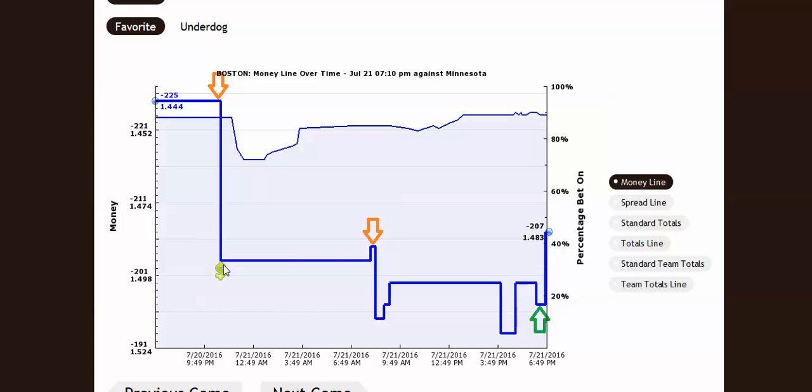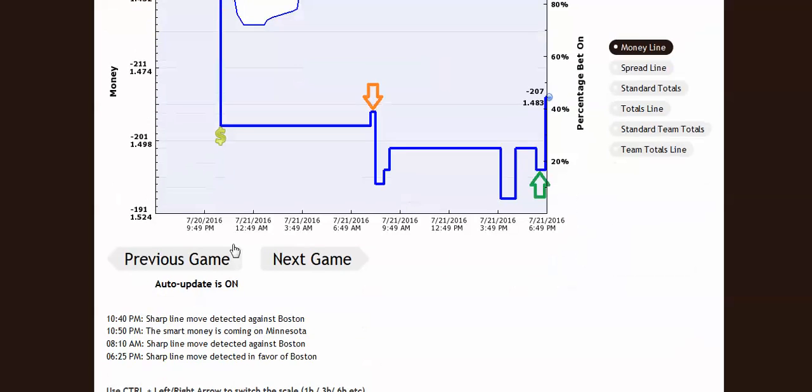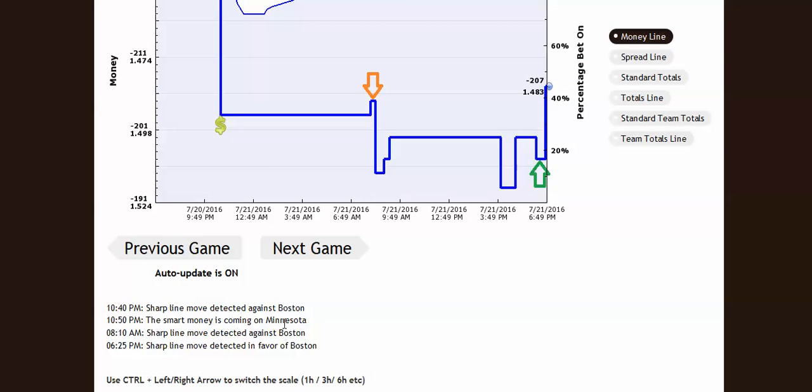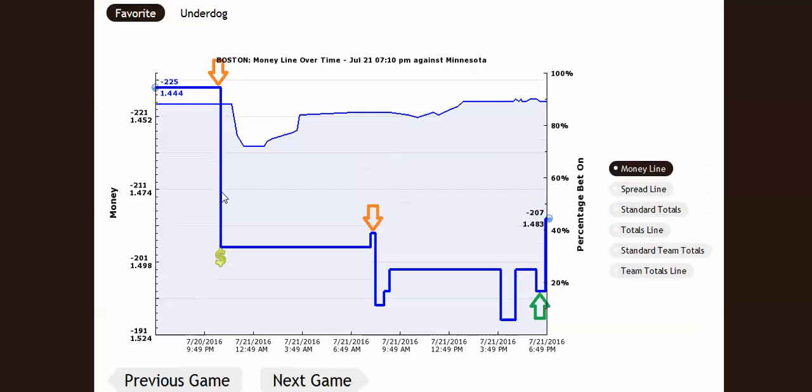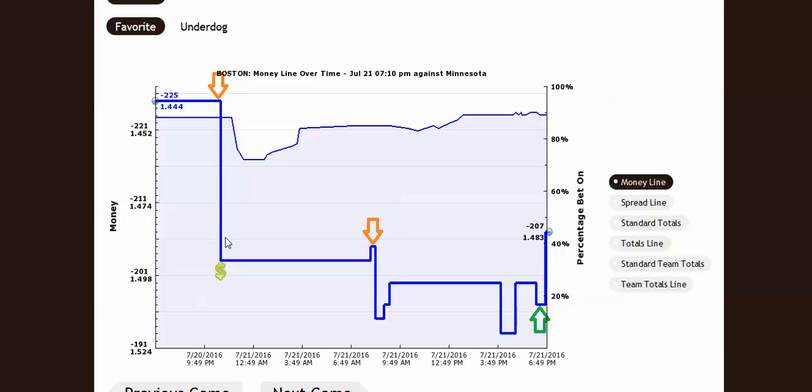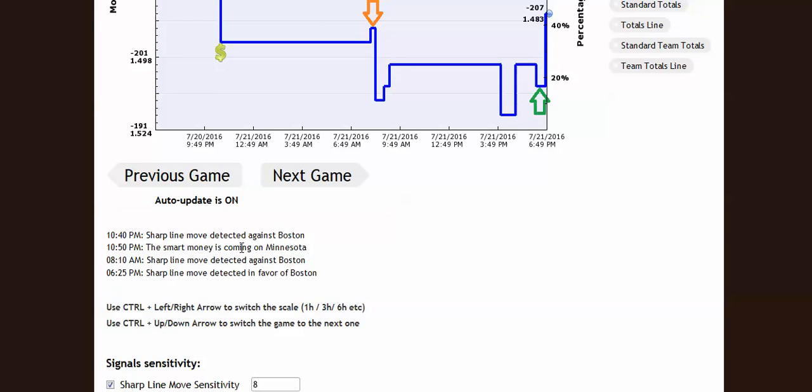So what you see here is a smart symbol, smart money. What it's going to tell you here is that the smart money is coming on Minnesota at 10:50 p.m., which means I think last night, which is super early. So I wouldn't read too much into that. The only thing is, I told you, they'll try to adjust it over time back up to where the public money is, and it'll match the line. But here it's not really happening. It's kind of staying down there. So this is a line movement against Boston. See, it's saying the smart money is coming on Minnesota.